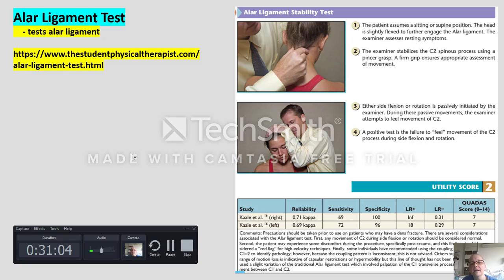So if the alar ligament is unstable, then it's a stability test. So if you get a positive test, that means that it's stable or unstable. I don't know, I'm going to have to check that out.